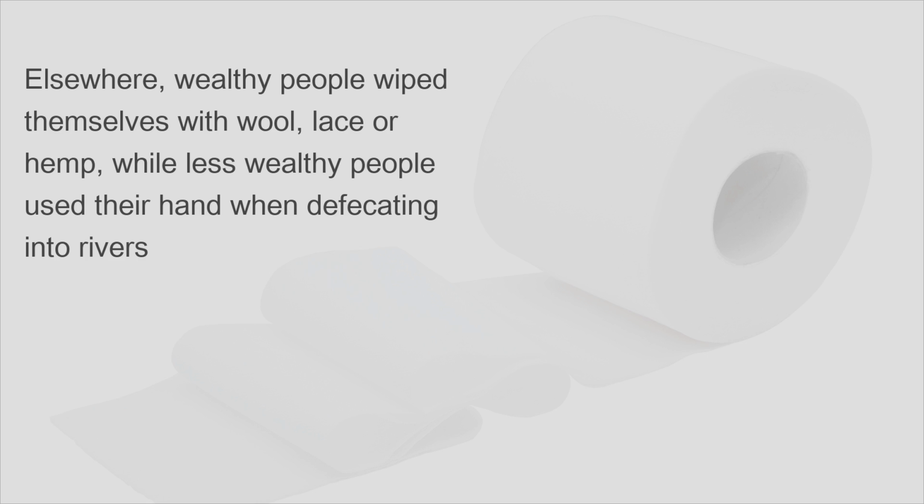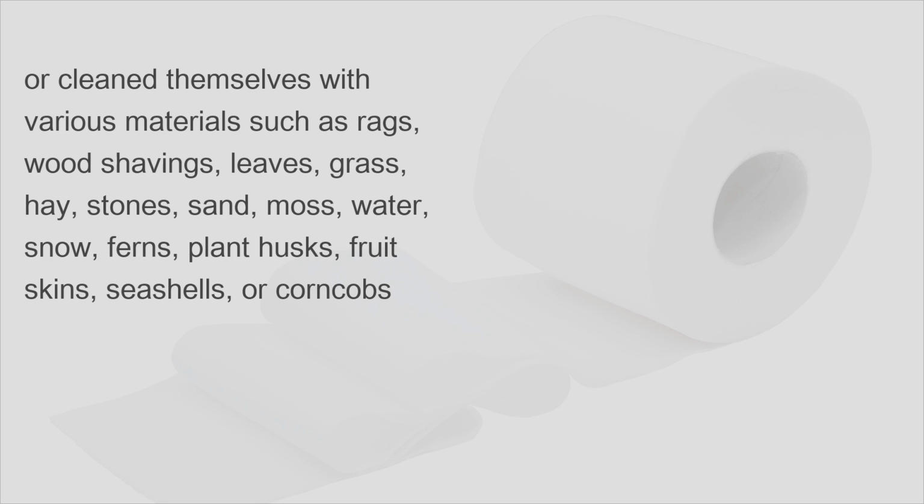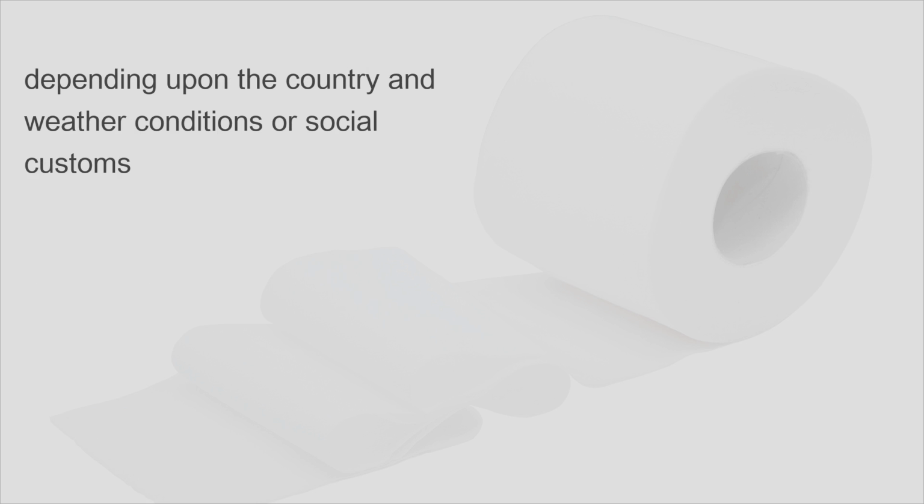Elsewhere, wealthy people wiped themselves with wool, lace, or hemp, while less wealthy people used their hand when defecating into rivers, or cleaned themselves with various materials such as rags, wood shavings, leaves, grass, hay, stones, sand, moss, water, snow, ferns, plant husks, fruit skins, seashells, or corn cobs, depending upon the country and weather conditions or social customs.